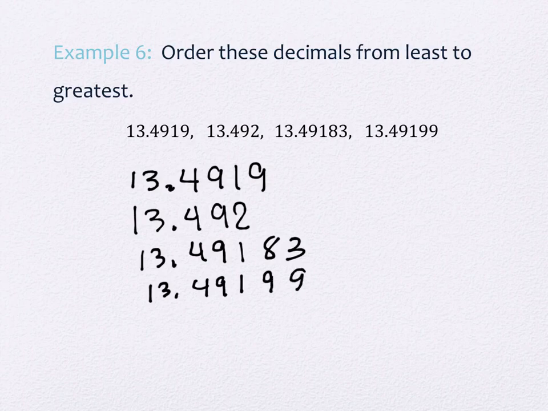Okay, so before the decimal place, what is the number before the decimal place in all of them? 13, so I don't really care about that. The tenths place is 4 on every single one, and the hundredths place is 9. So the first place that I can go where they're actually different is in the thousandths place over here. Right? That's the first place they differ.